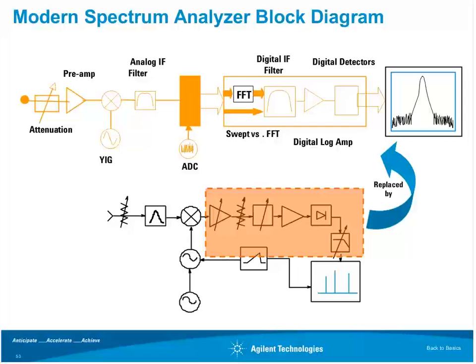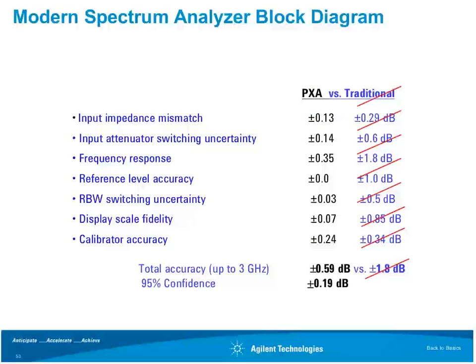And at that point, you've now entered the digital realm, and so all the processing in the IF is now done digitally. And so we can do our FFTs or swept type measurements. And then, again, at this point, everything is done digitally, and we've replaced a whole lot of analog circuitry in the IF.